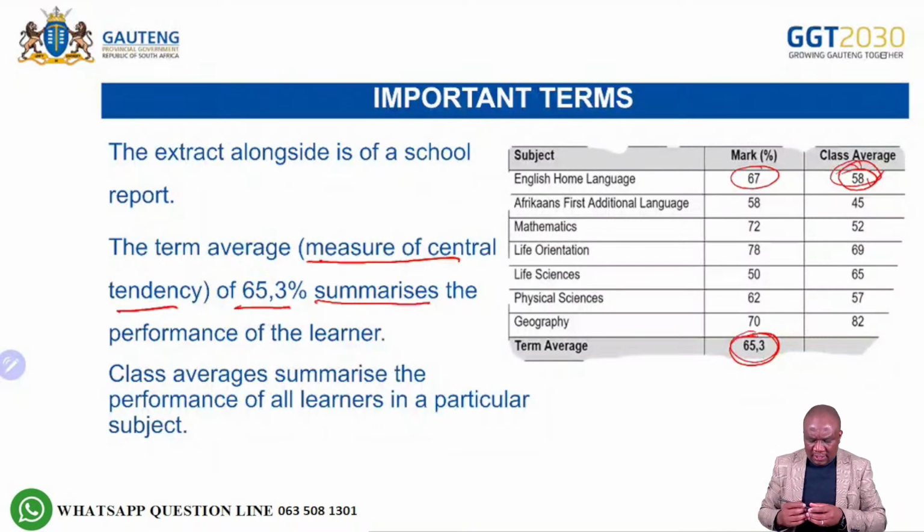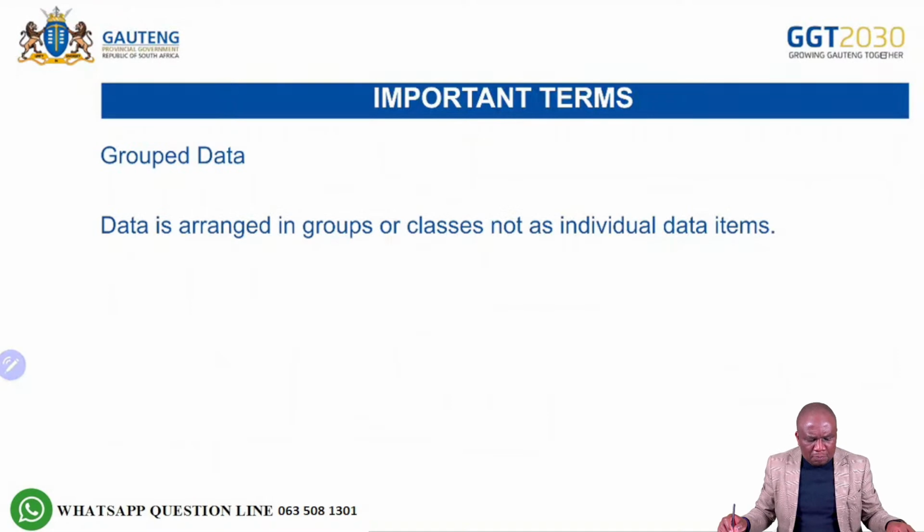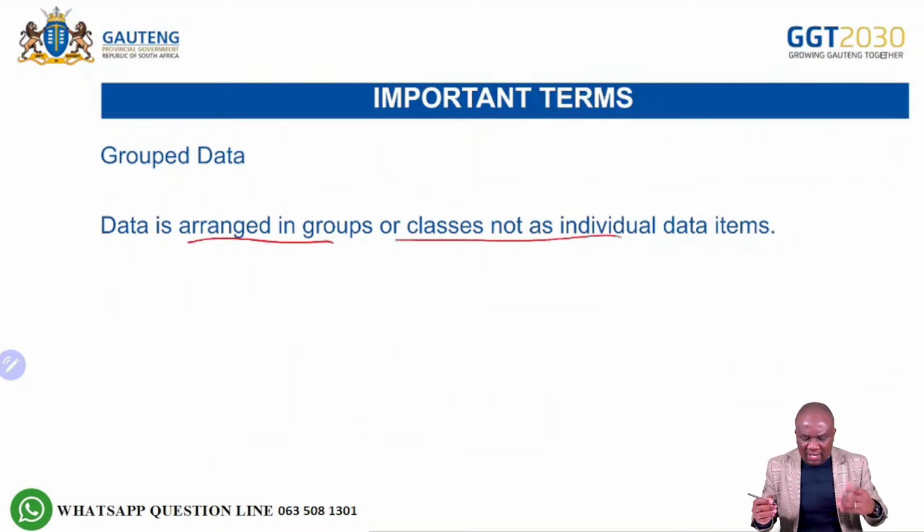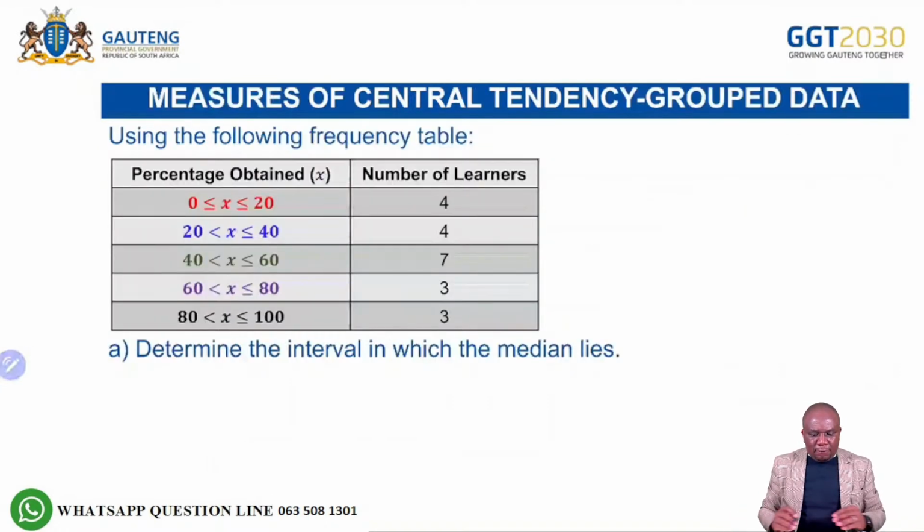Okay, right. Now let's move on to the calculations. Grouped data is arranged in groups. I think we have talked about that. I cannot overemphasize that part. Right, using the following frequency table now, we want to see how we find the measures of central tendency for grouped data.